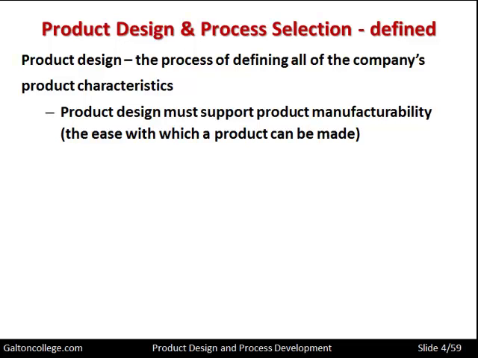Product design must support product manufacturability, the ease with which a product can be made. So the product should be designed in such a way as to make it easy for the company to manufacture the product. It shouldn't be unnecessarily complex or complicated in terms of its functionality, in terms of its design. It should be precise to what the customer requirements are, but not overdone.